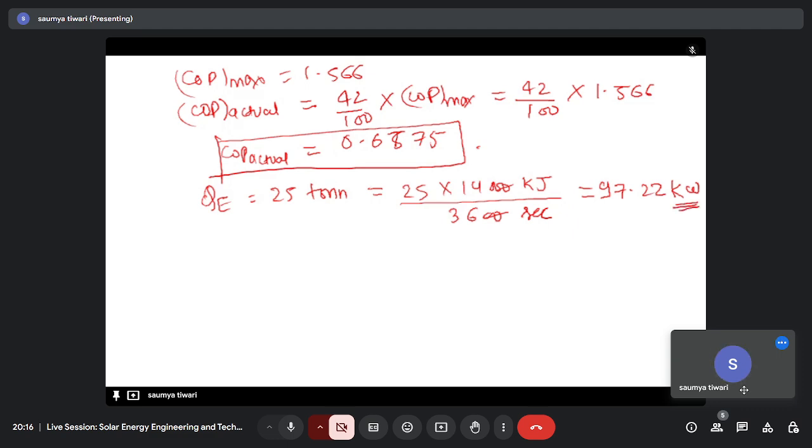So now you know the value of QE, and you know the COP actual. The coefficient of performance is basically the desired output from the whole system, that is cooling the space. For that you know the value of QE, and the input energy for that particular unit is coming from solar. That you need to calculate, and it is represented by QG, right? So we can put the values.